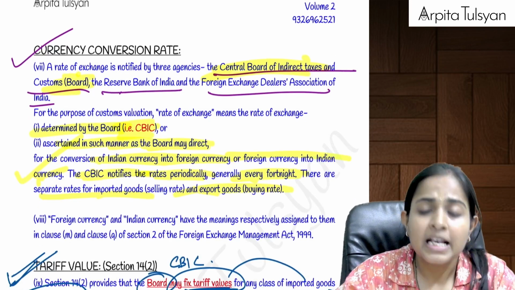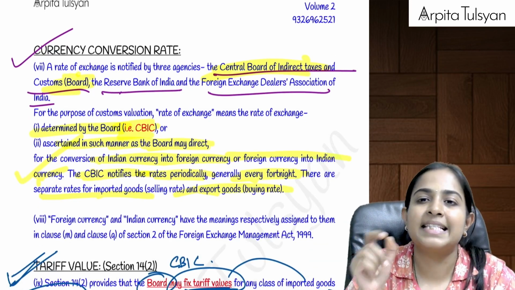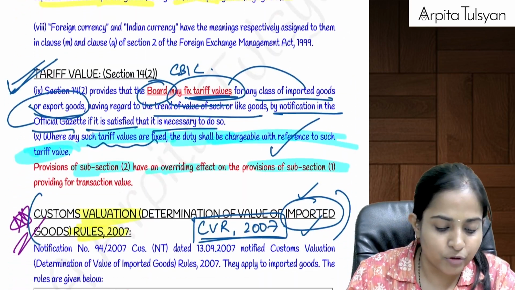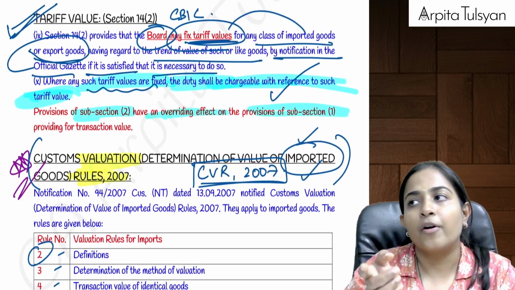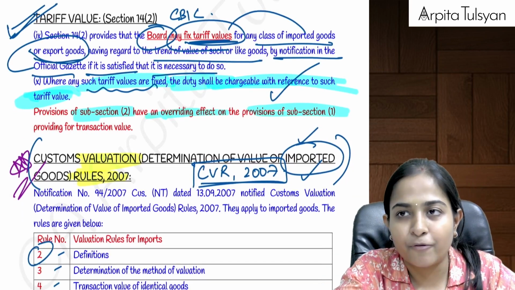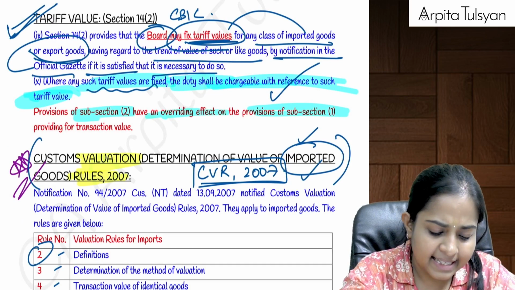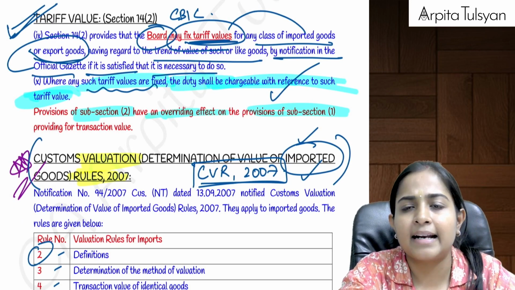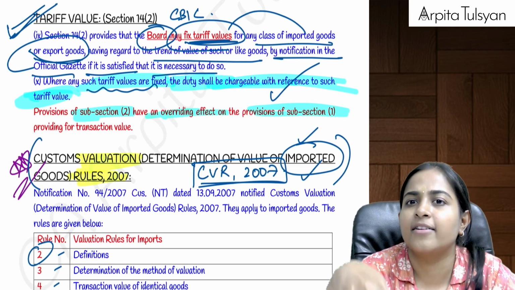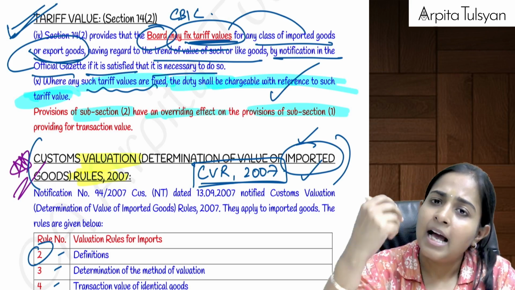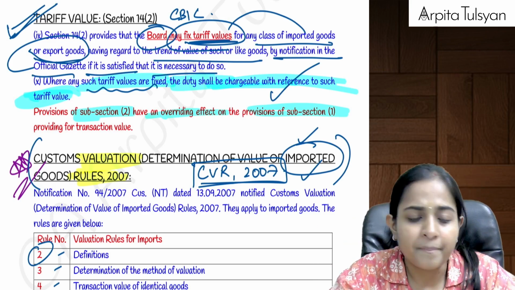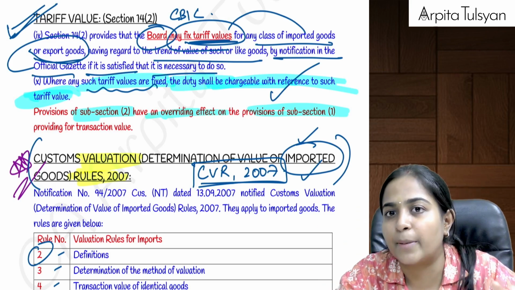Are you clear with this? So as on that day, whatever is the CBIC conversion rate, that will be used for the purpose of conversion. Okay, all these things were given under section number 14.1. 14.1 simply said that if buyer and seller are unrelated, price is the sole consideration, transaction value will be the assessable value, subject to some adjustments. This was told in section number 14.1.